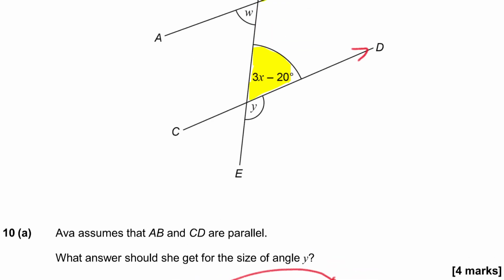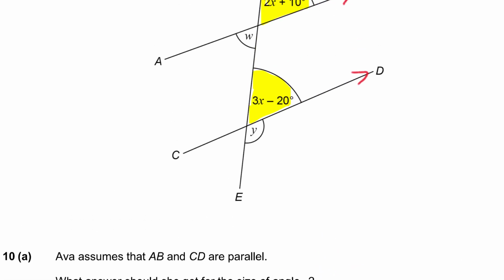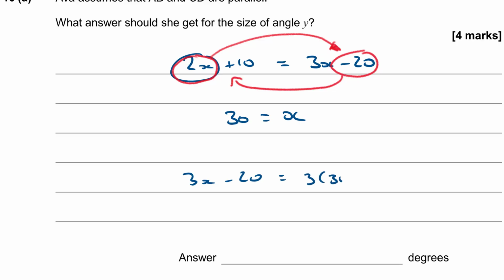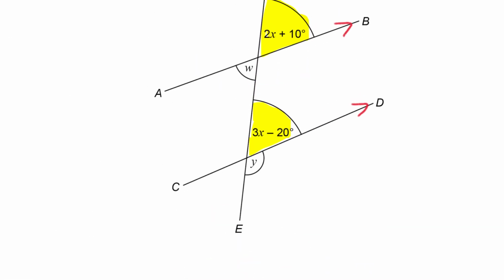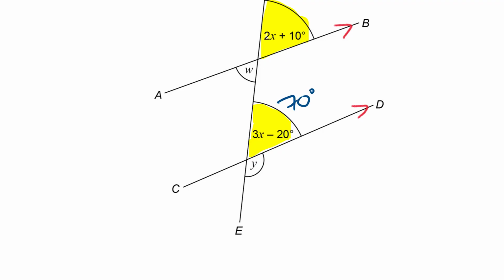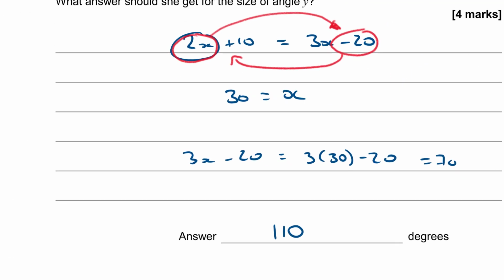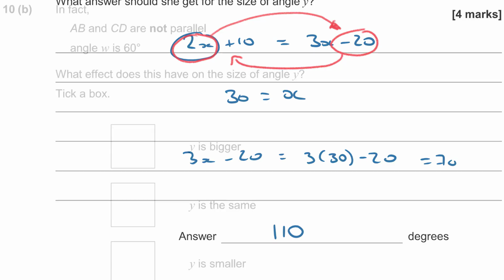So if x is 30, then our congruent angle is going to be 3x minus 20, which is 3 lots of 30 minus 20. 3 lots of 30 is 90, take away 20 is 70. So this angle up here must be 70, and so y is going to be 180 minus 70 because they lie in a straight line, giving you a value of y of 110. So 110 if her assumption is correct.